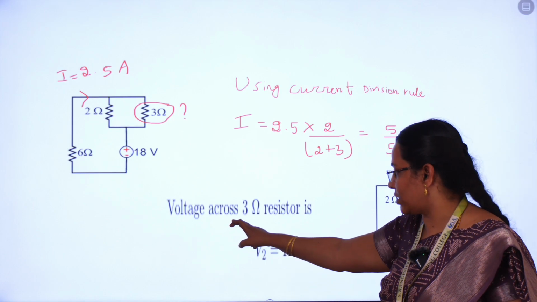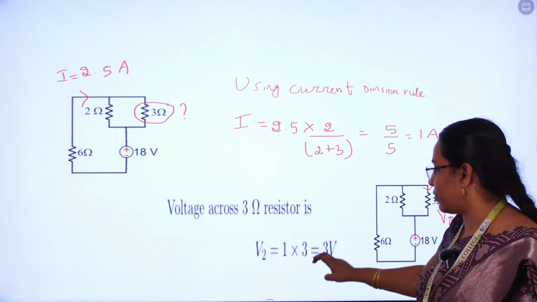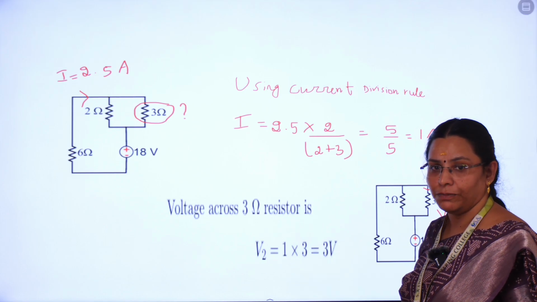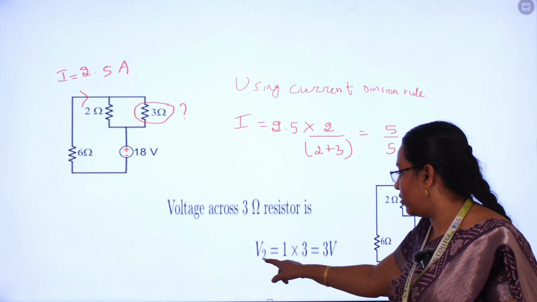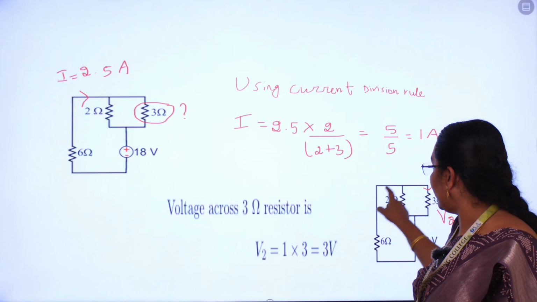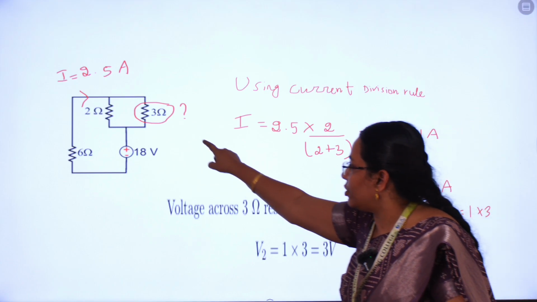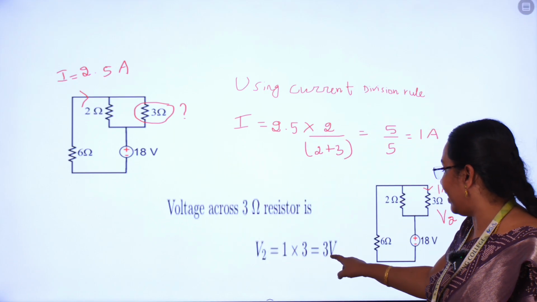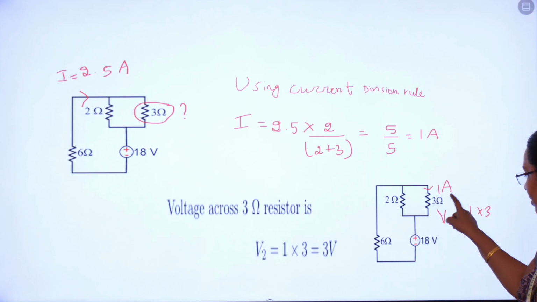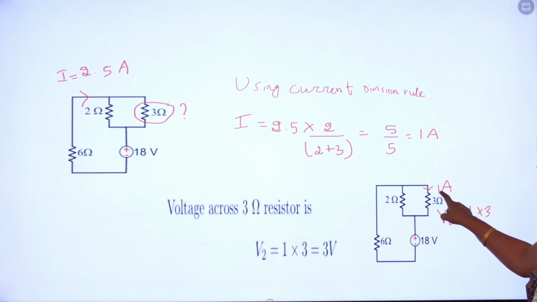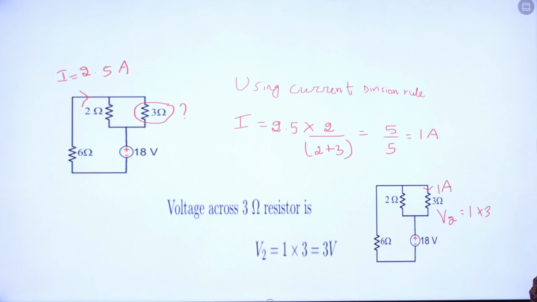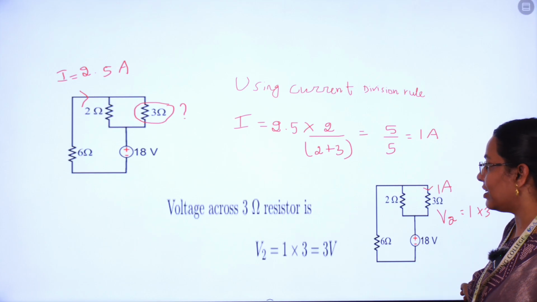Now by Ohm's law, the voltage across the 3 ohm resistor. Let's take this as V2. Already we derived V1. This is the second source. So let's take V2 equal to 1 into 3. That is, current is equal to 1, resistance is equal to 3. So we get 3 volt. Okay, so the particular V2 equal to 1 into 3. So V2 equal to 3 volt. This is for the second source.